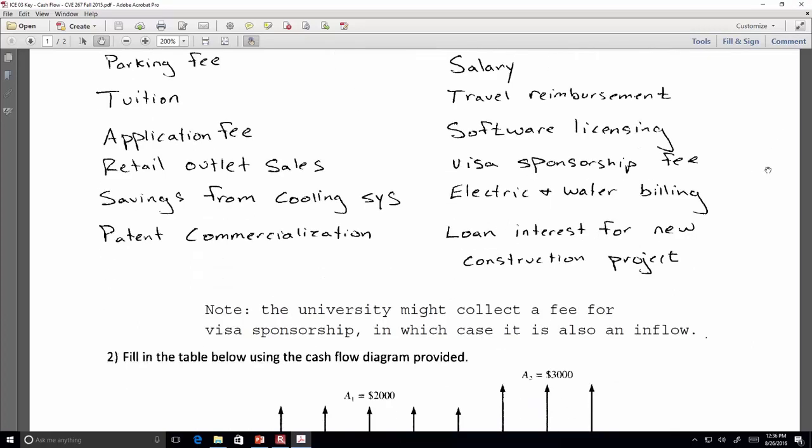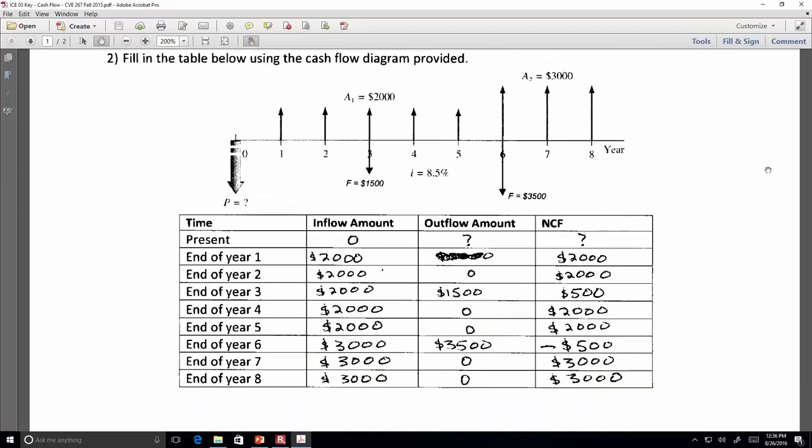All right. What I really want to do is show you a couple of things on this cash flow diagram. So all of these amounts in years 1 through 5, those lines are the same length, and then there is an A above it.